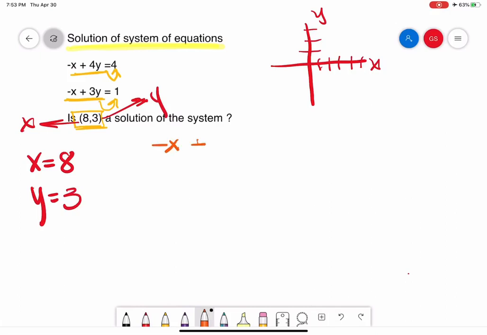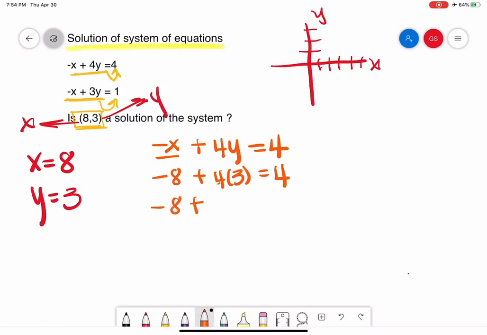Minus x plus 4y equals 4. So in the x, you're going to put an 8. And in the y, you're going to put a 3. It should look something like this. Now you're going to multiply everything in the parentheses and then add or subtract whatever you need to. So minus 8 plus 4 times 3, which is 12, equals 4.